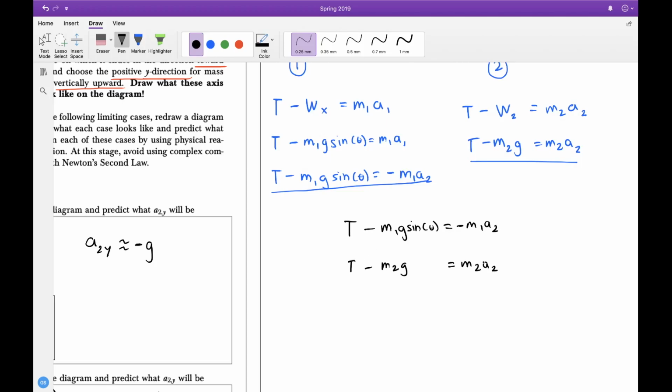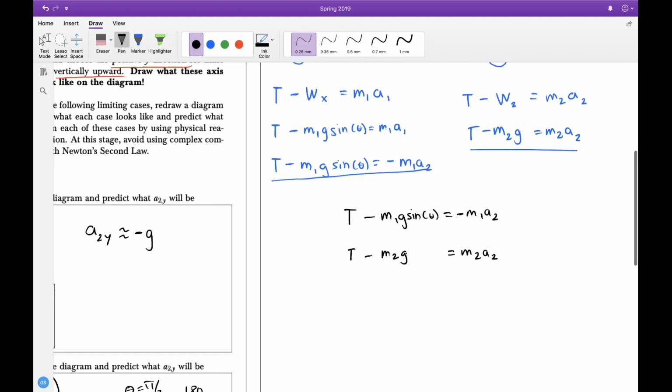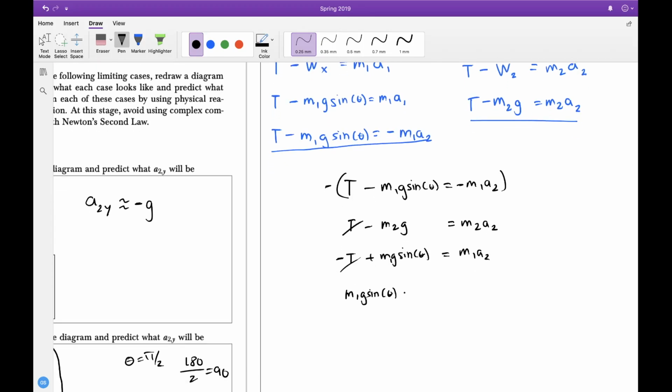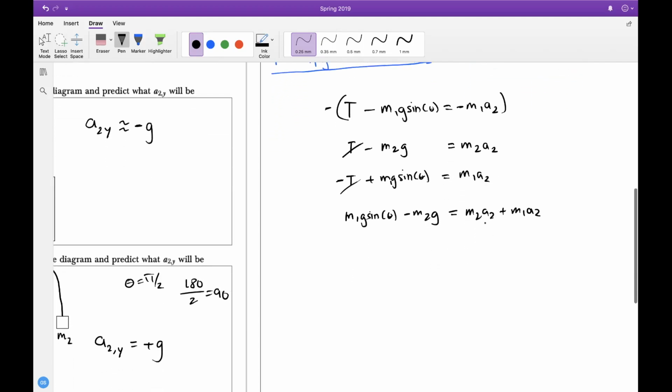Okay, now if I add these two equations up, or rather, if I multiply the entire thing by -1, just so I can add them up, I get negative T plus m1g sine of theta equals m1a2. And if I add these up, these cancel out. Then I can factor out this a2 from those two variables. Then I'm going to divide this out from both sides.